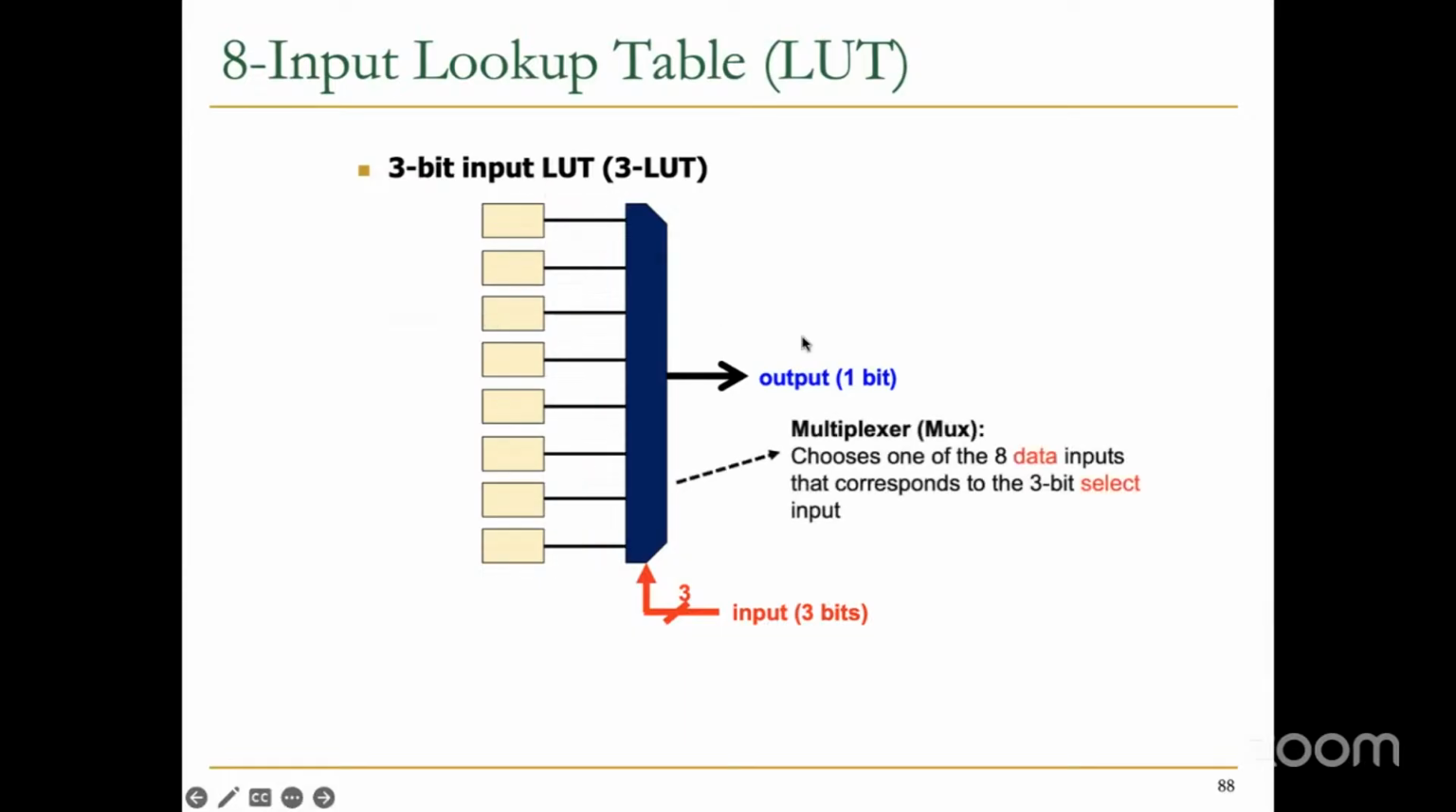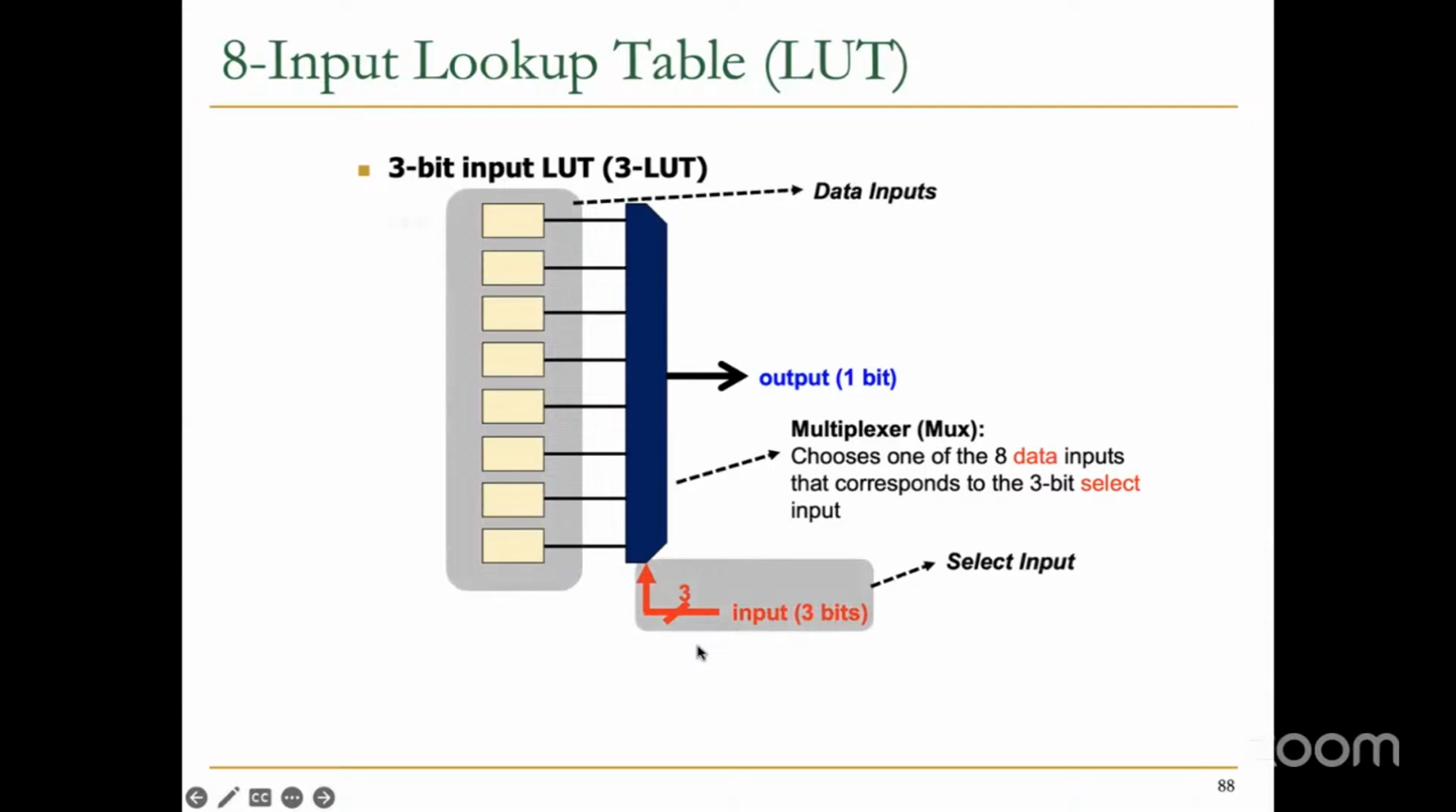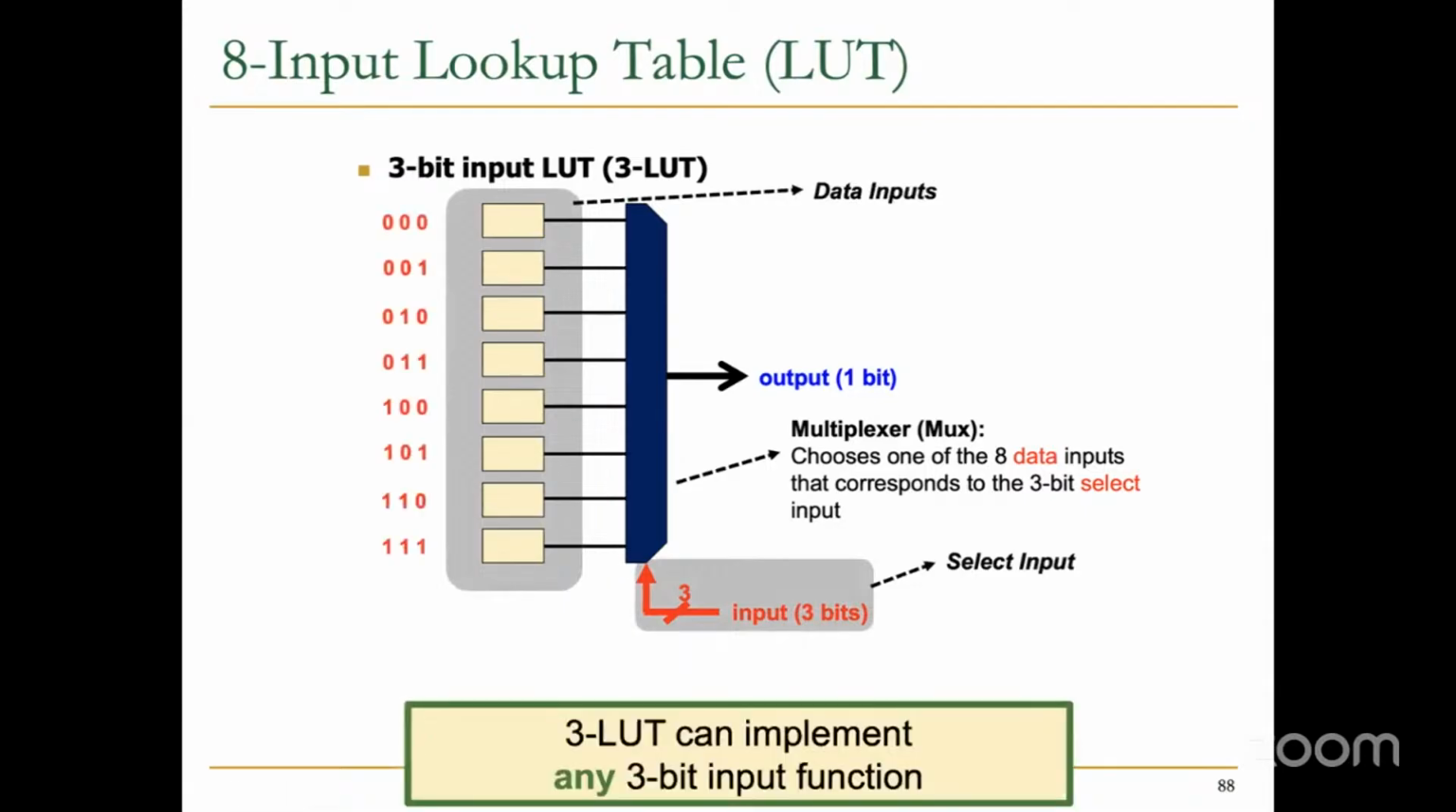The multiplexer chooses one of the 8 data inputs that corresponds to the 3-bit select inputs. And these are your data inputs. So your input is 3 bits, your output is 1 bit, and you can specify any function this way, as long as you can write what you are supposed to select based on these inputs. Now let me give you an example. I already said all of this, basically. This is also called a 3-LUT. It can implement any 3-bit input function.